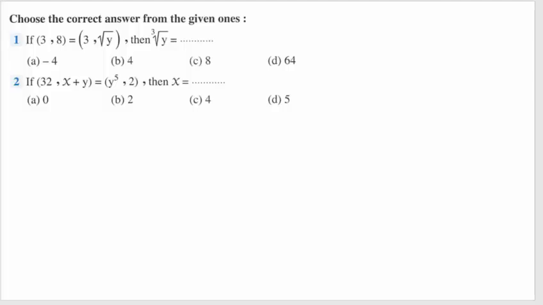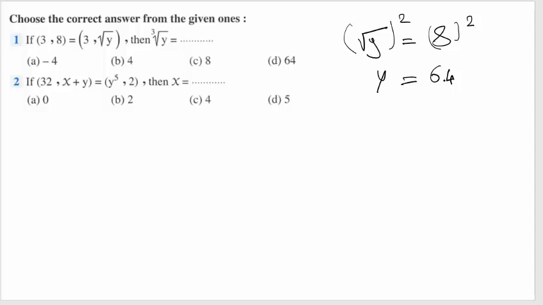Here we will solve some examples to check our concentration. The first one: the ordered pair (3, 8) is equal to (3, square root of y). What is the value of the cubic root of y? This means that square root of y equals 8. It's like I'm solving an equation. When solving an equation, if you have a square root, we apply the power 2 to both sides. This means that y equals 64.